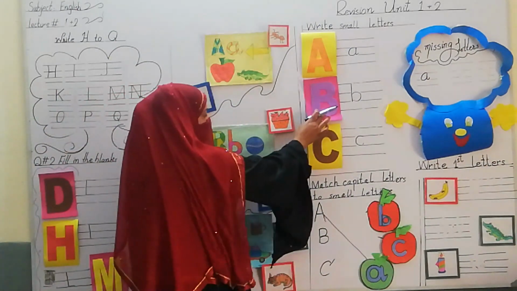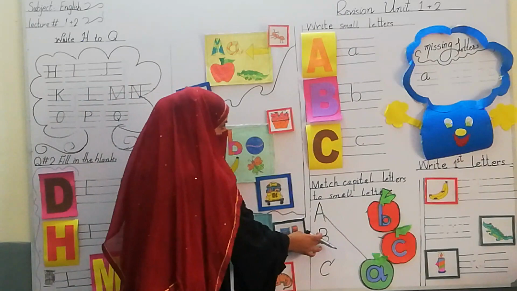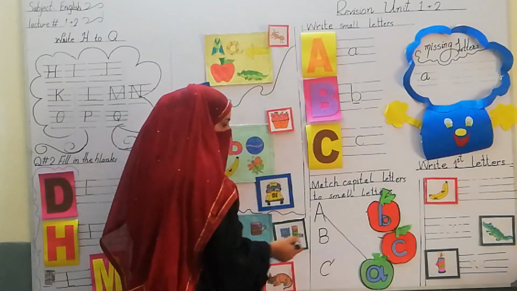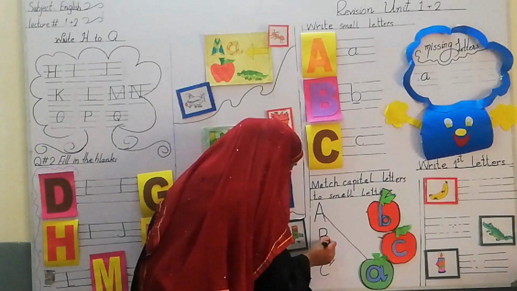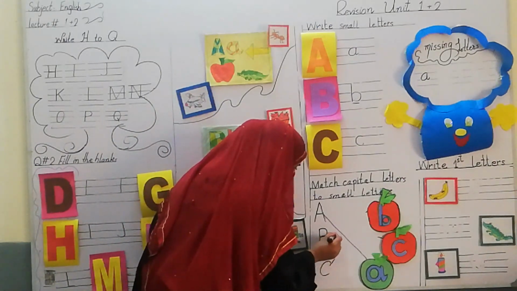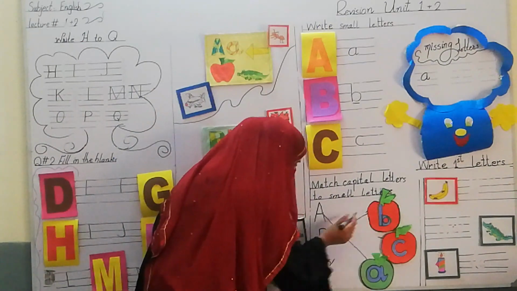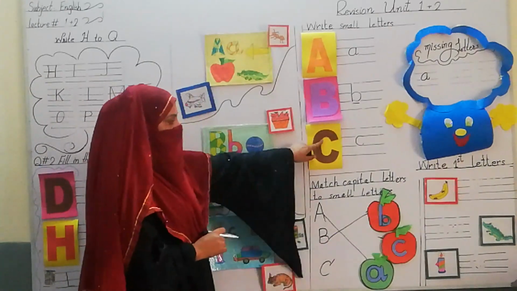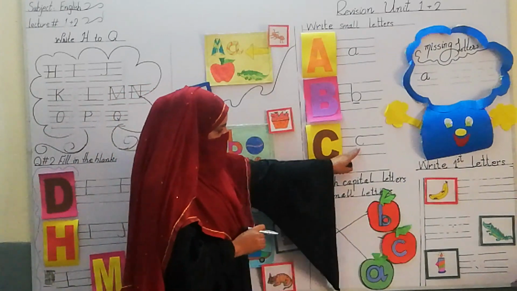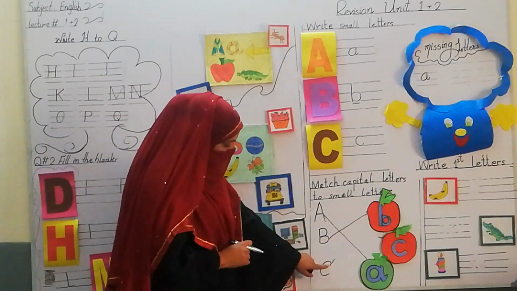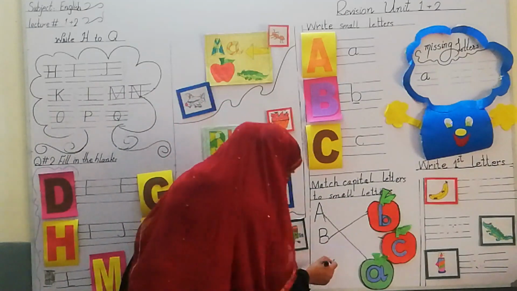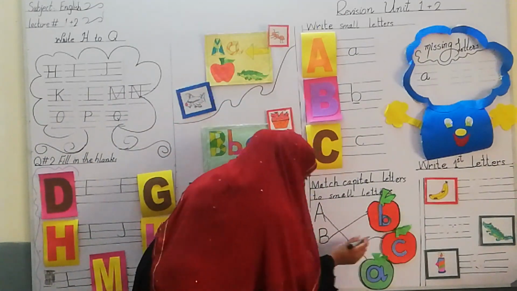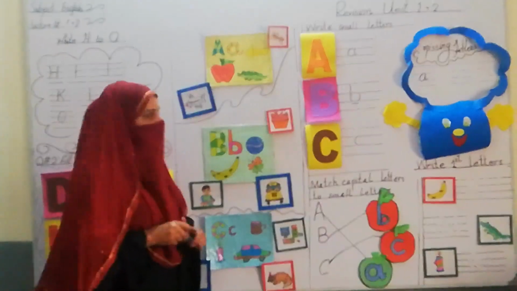This is the letter B. This is the small letter B. Find out the small letter B. Draw a line, capital letter B to small letter B. This is the letter C. Point out the small letter C like this. Draw a line, capital C to small letter C. Move to the next question.